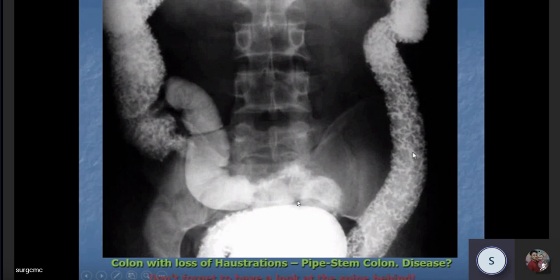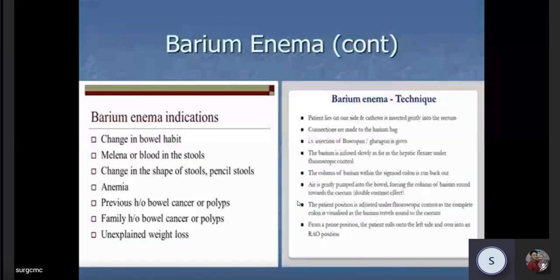Again, barium enema, of course, when you are dealing with malignancies, particularly in the lower GI tract, change in bowel habit, melena, change in shape of the stool, previous history of bowel malignancies, unexplained weight loss and all these things, you need to do a barium enema.